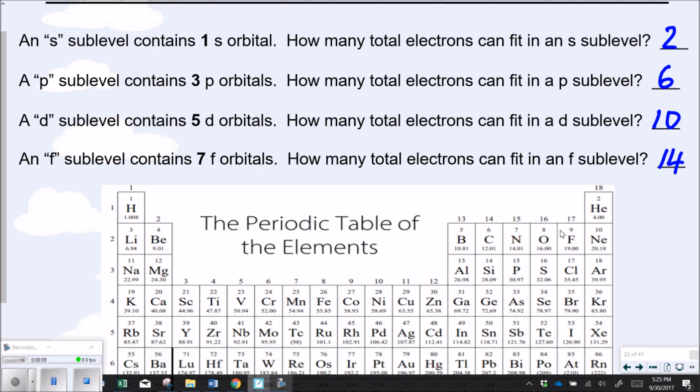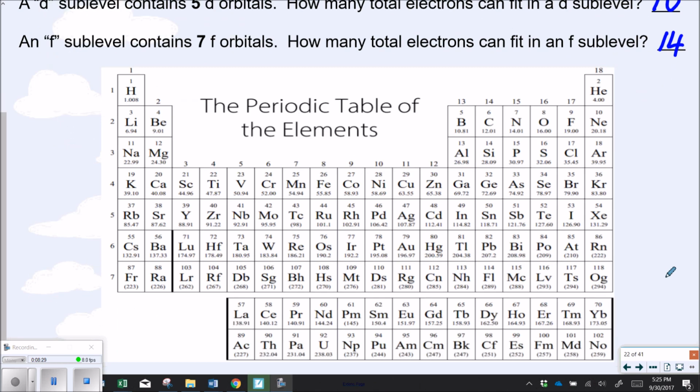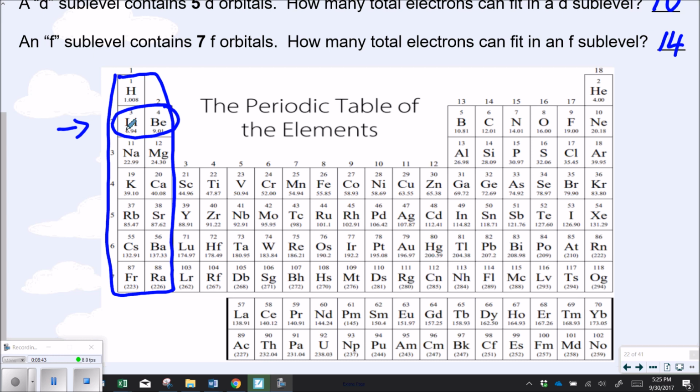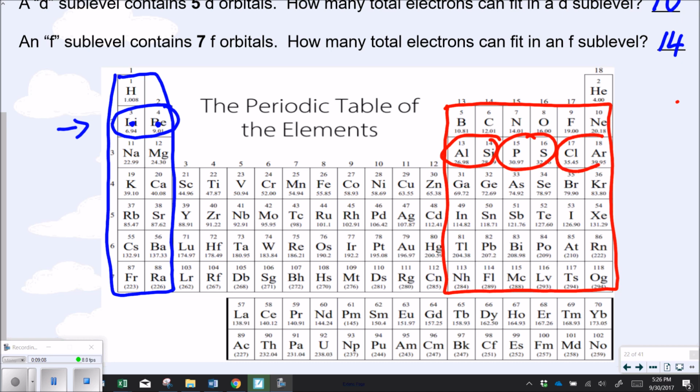Now let's see how that fits on the periodic table. Again, we go back to our S, P, D, and F blocks. So if I have the S block over here, and let's say I pick energy level number 2. There is an S orbital, and it can hold 2 electrons. If I go to my P block, and I pick an energy level, I have 3 orbitals, so 6 electrons.